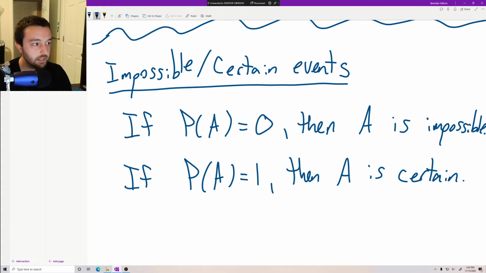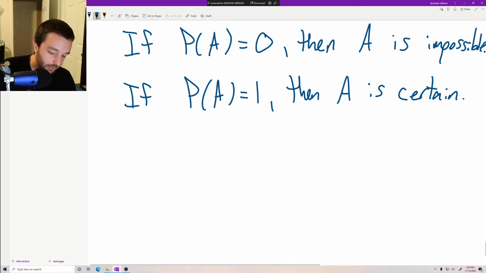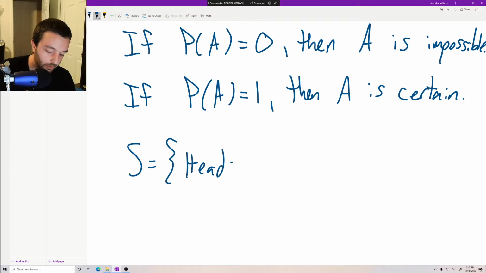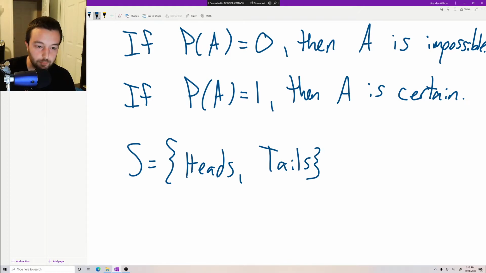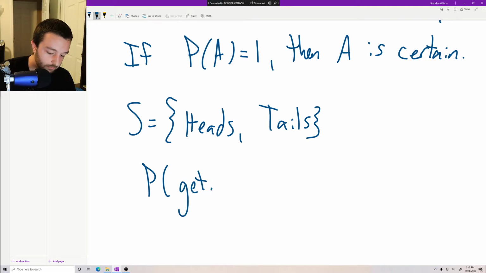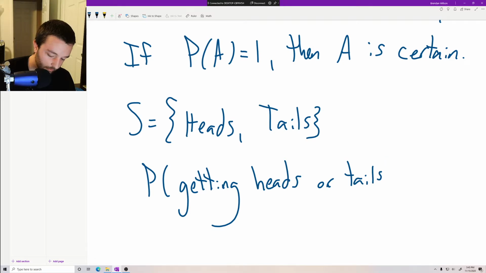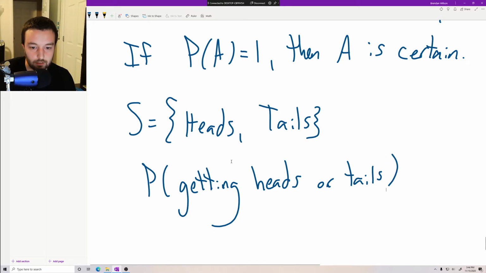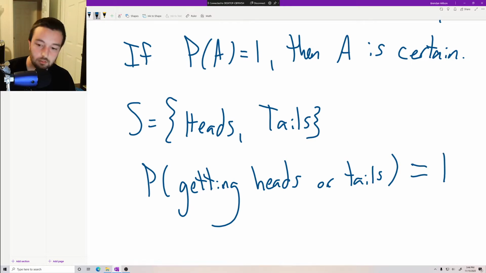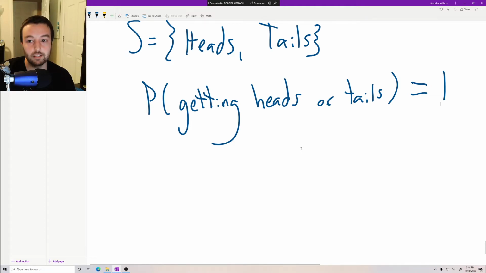So a probability of A being 0 typically means that it's outside of the sample space, and a probability of A being 1 means that A is the entire sample space. Like if we think about our sample space as heads and tails with a coin flip, right? We're flipping a coin here, and we say, what's the probability of getting heads or tails? Well, this is everything in the sample space, right? The probability of getting either one of these is what the entire sample space is. Those are the only two possible options. So the probability that we get one of them is going to be 1. Then on the flip side, the probability of not getting heads or tails is 0.